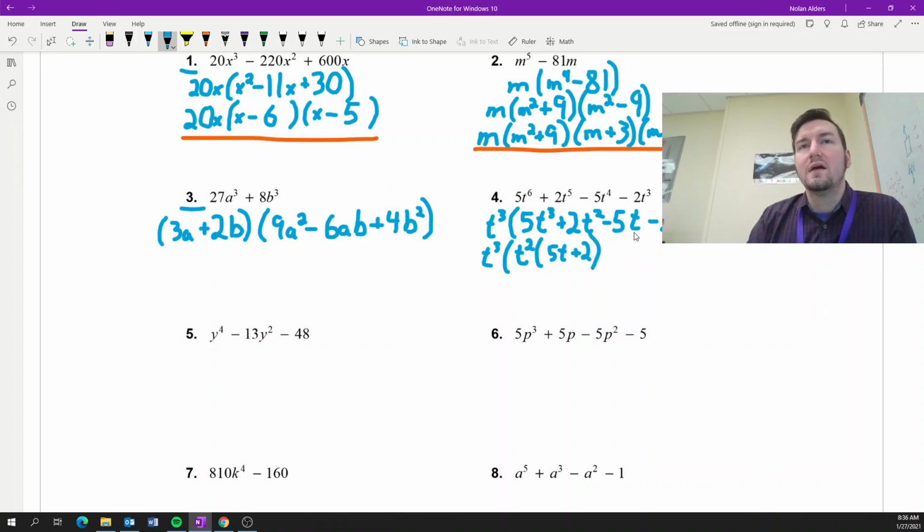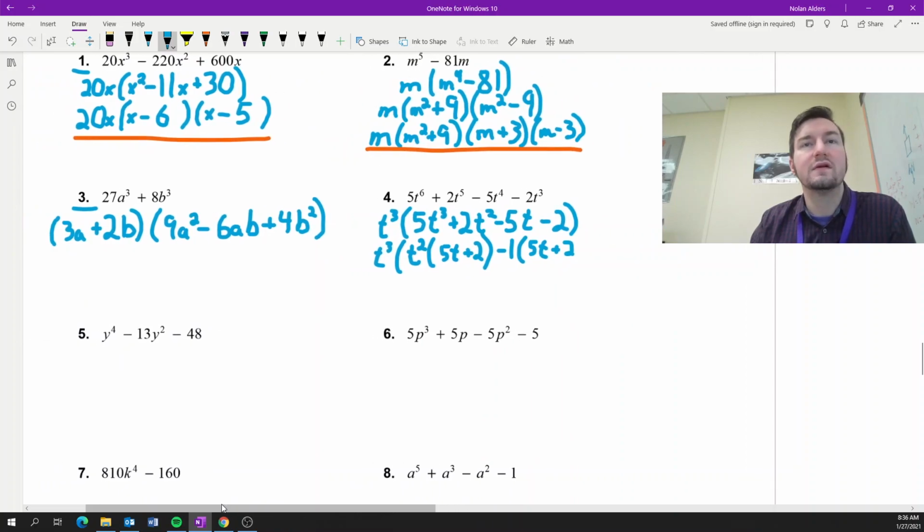Okay. And then over here, we can't really bring out anything except a negative 1. Notice how they're both negative. So we could say minus, I'm just going to put the 1 in even though I don't have to, minus 1 times 5t plus 2. Oops, that's not a t. Okay, 5t plus 2. Let me make sure that y'all can see. Oh, no, looks like I'm cutting that off a little bit. It's my mistake. Let me move this over so y'all can see. Okay, 5t plus 2.